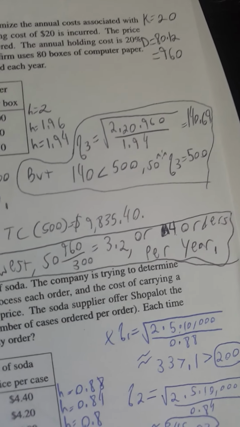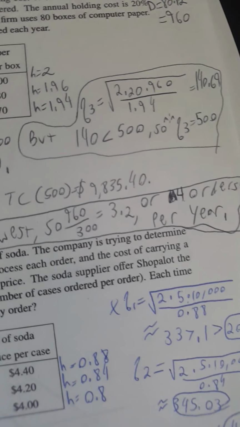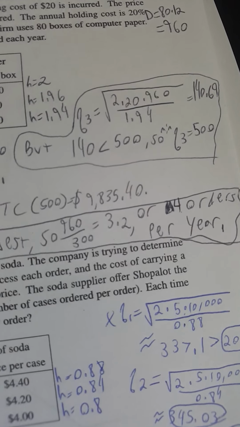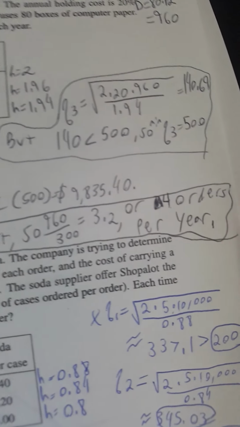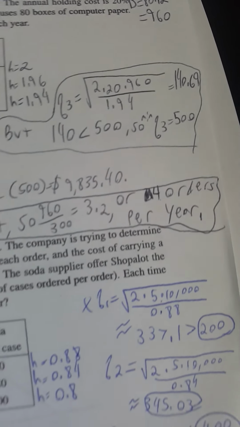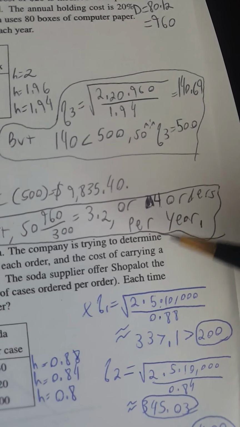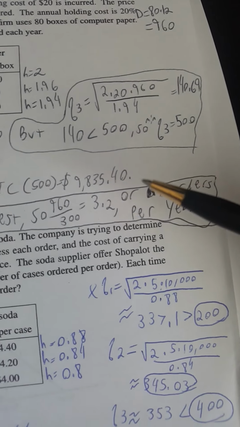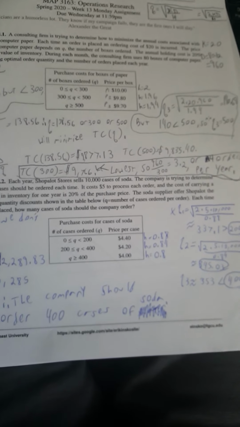Yeah, because 3.2 is more than 3, and you can't round down because then you'd be below demand. So I'm just going to round up and say it's 3 or 4 orders. You know what, let's not get too nitpicky with it, but personally I think 4 orders per year is optimal because 3.2 is bigger than 3. So yeah, that problem's been completely unpacked, and that is the final answer.